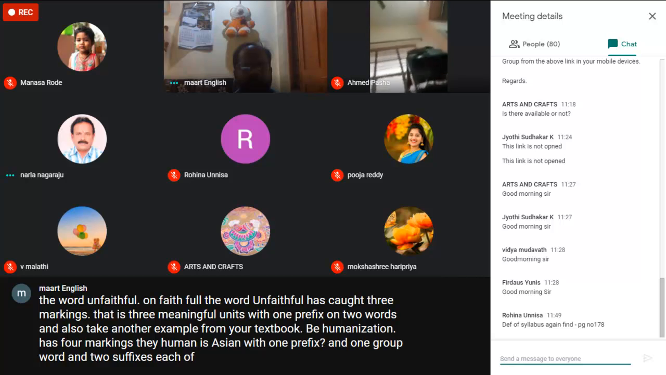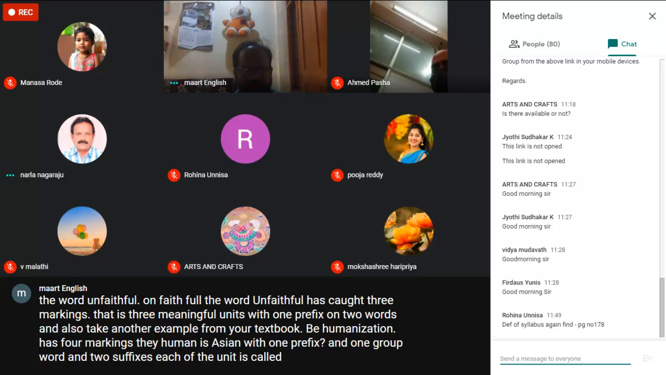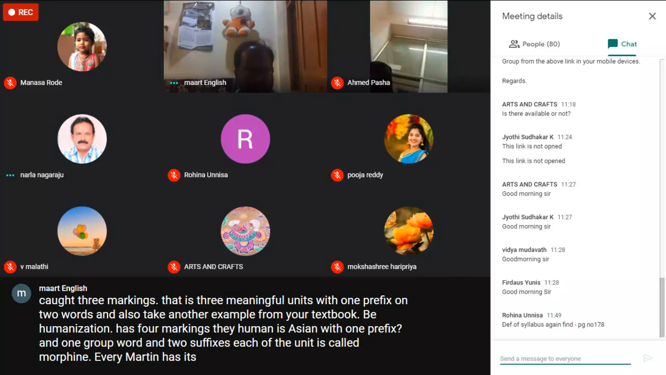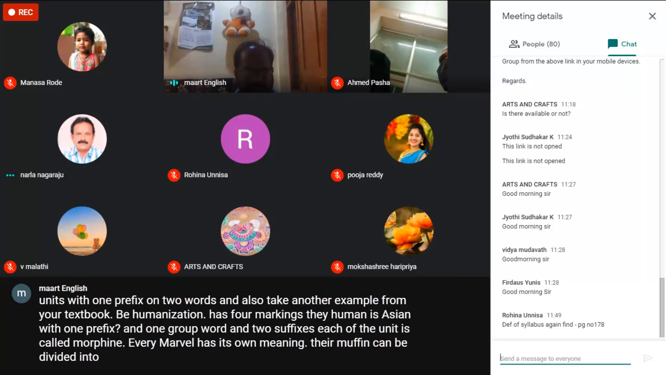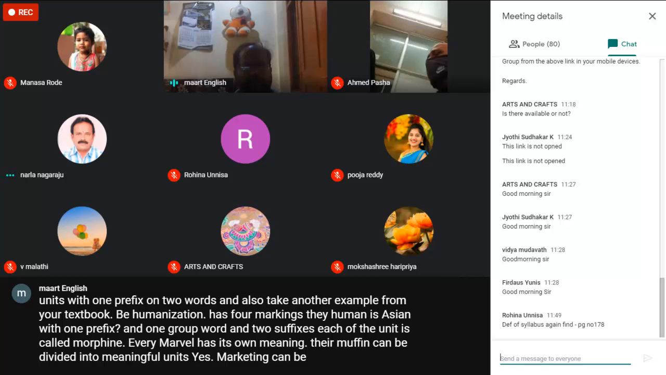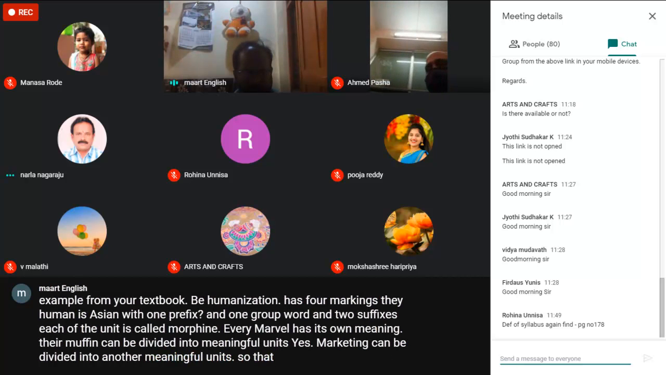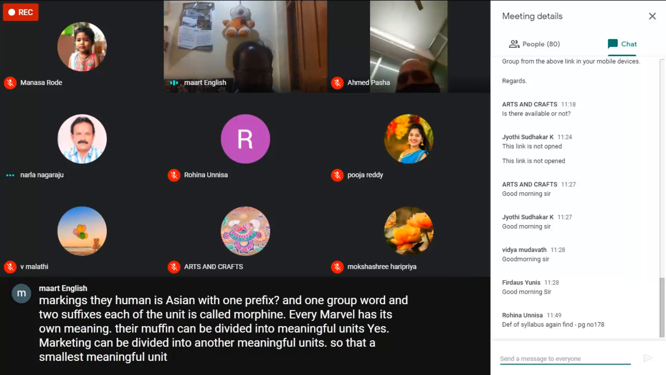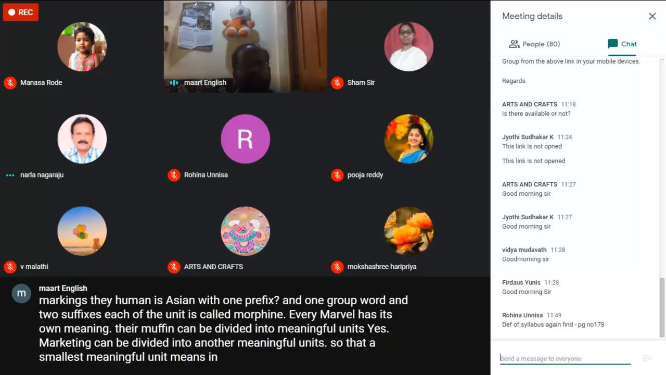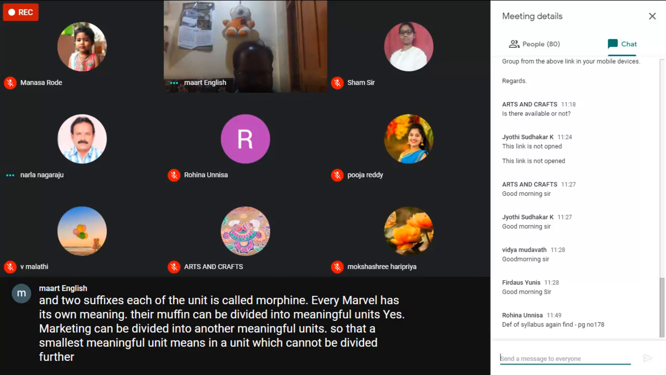Each of the units is called a morpheme. Every morpheme has its own meaning. A morpheme can be divided into meaningful units. Yes, a morpheme can be divided into other meaningful units. So the smallest meaningful unit means a unit which cannot be divided further. That is why morphemes are the smallest units.